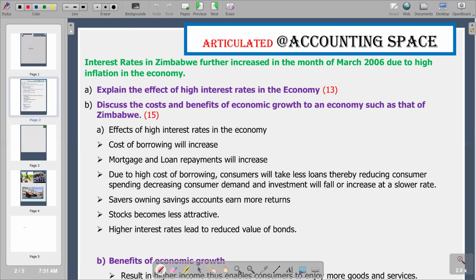The first one is that the cost of borrowing will increase. The cost of borrowing money will increase. So the public and businesses are not going to easily access funding from financial institutions, since the cost of borrowing has increased. This is going to cause some negative effects in the operations of the economy. For example, we are not going to see an increase in the total production of goods and services.